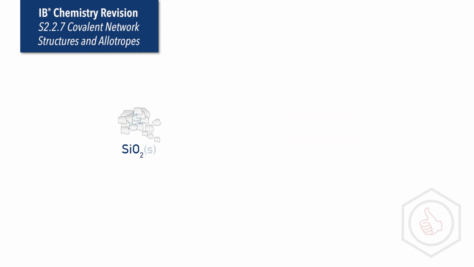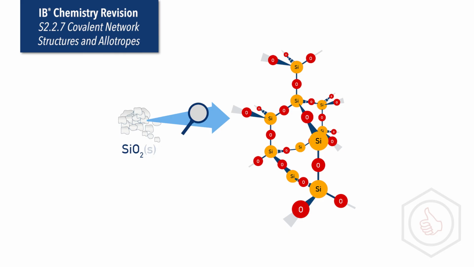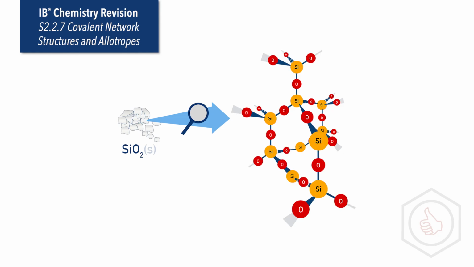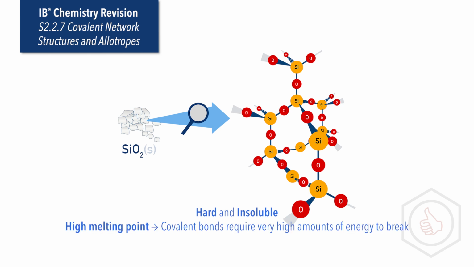Silicon dioxide, SiO2, has a similar structure to diamond, but here each silicon atom is covalently bonded to 4 oxygen atoms, and each oxygen atom is further bonded to 2 silicon atoms, meaning it has a giant network structure and is hard, insoluble, and has a high melting point. It is unable to conduct electricity as it contains no delocalized electrons or ions that are free to move.